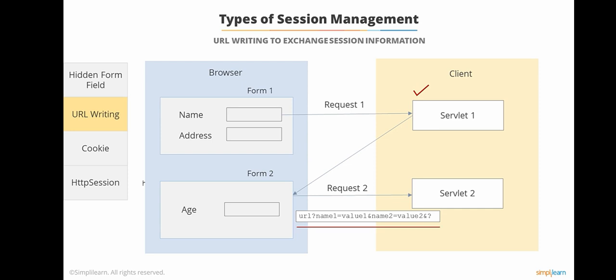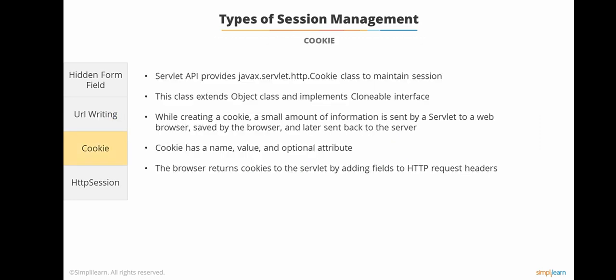So here you have the name and the value with the second set of name and value. The third option of storing state and doing session management is a cookie. The Servlet API provides the javax.servlet.http.Cookie class to maintain session. This class extends the Object class and implements the Cloneable interface.